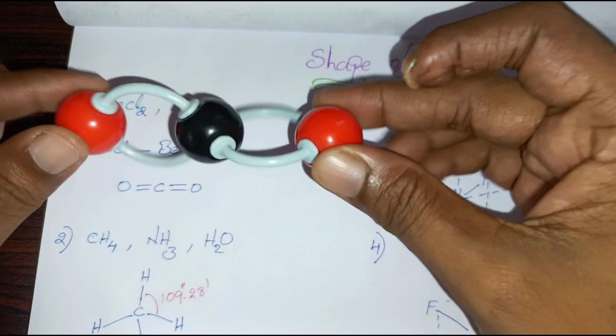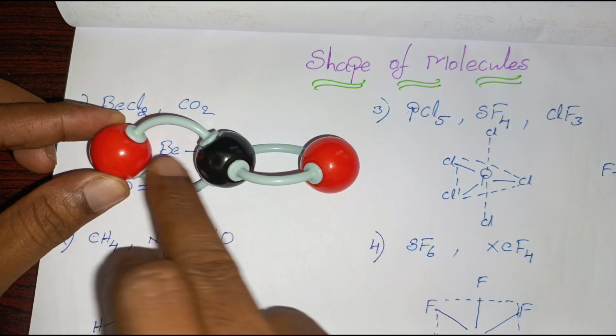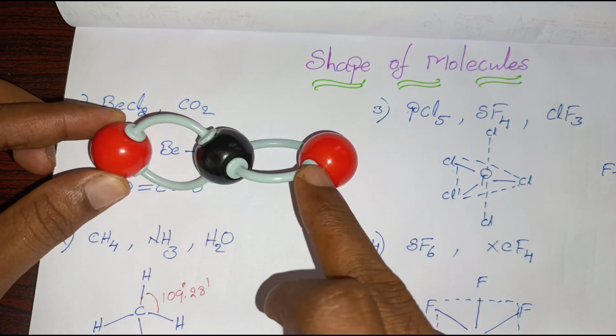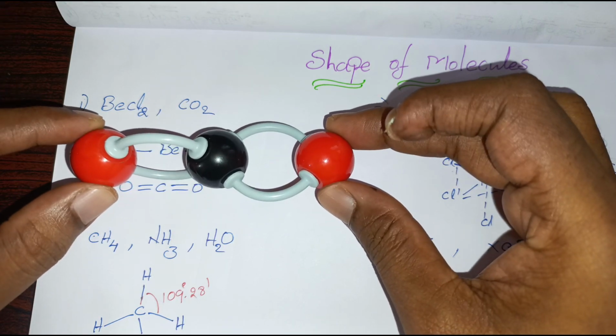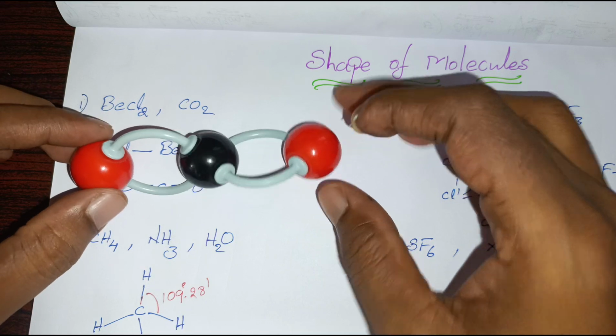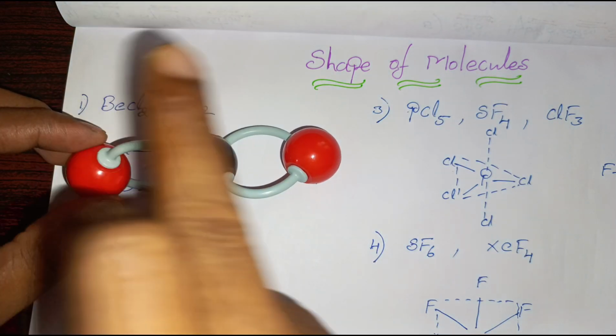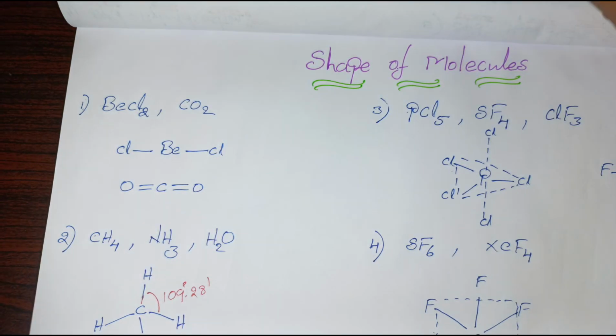What is the shape of the CO2 molecule? Observe here, are all the atoms in the same plane or a different plane? Same plane. So all the atoms exist in the same plane. The shape of the molecule is linear, and the bond angle is 180 degrees. This is the CO2 shape.